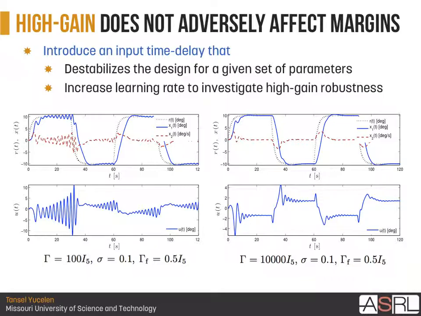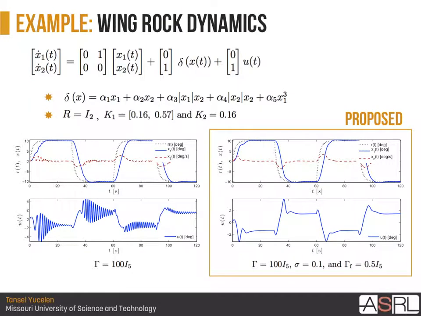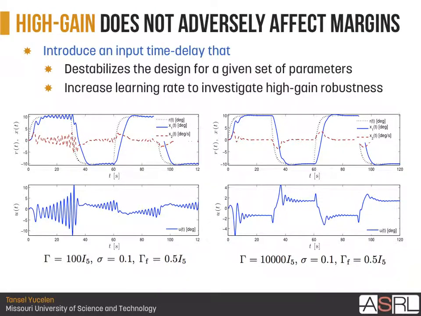And here is a result that I don't have a proof for yet. I have a proof with respect to unmodeled dynamics, which should appear soon. But time delay is a very special case because it makes your system infinite dimensional, and there is still work in process. But I'm going to present, in any case, what happens to the margin when there is high gain. So here, this is the proposed design in this slide. Basically, I introduced a time delay to the actuator to make the system unstable.